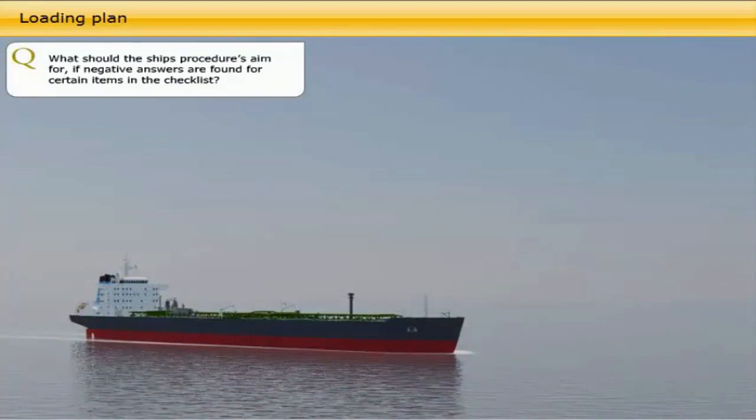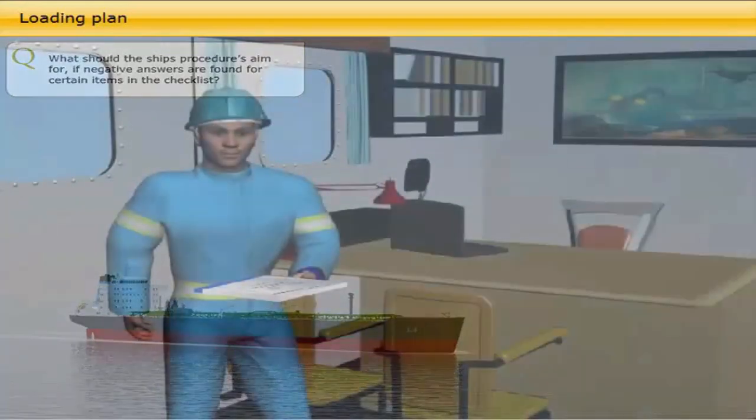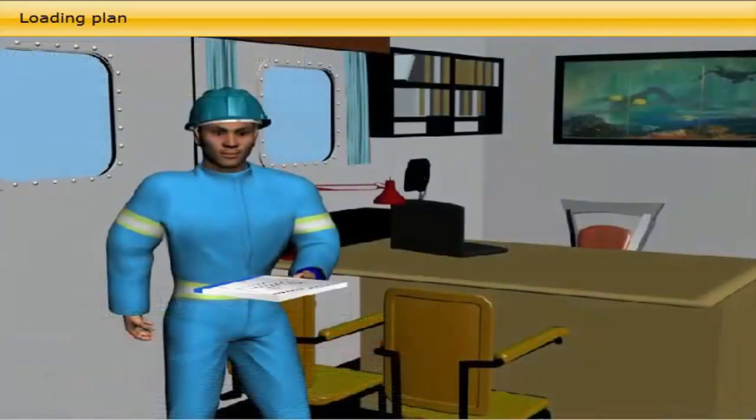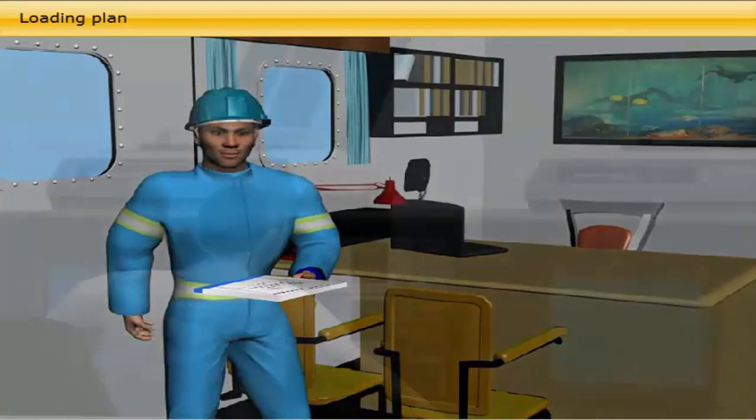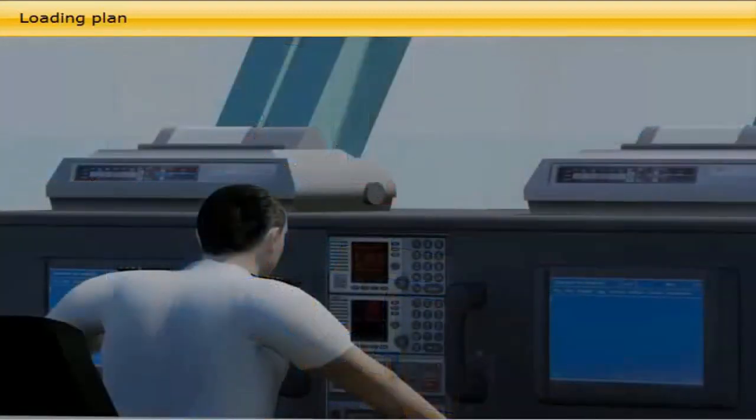What should the ship's procedure aim for if negative answers are found for certain items in the checklist? The checklist must be completed in ample time prior to arrival, in order to allow for repairs of malfunctioning equipment or call for external service upon arrival. Any negative answers in the checklist must be reported to the owner or operator in order to make a common effort to ensure the vessel's safe and efficient port call without any delays.